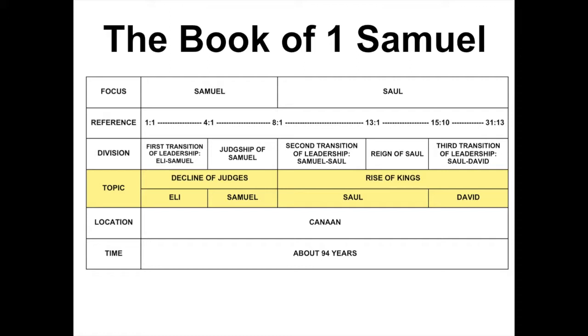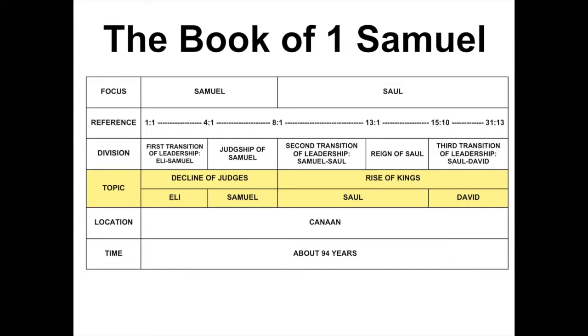Beginning now at chapter 8, you're entering into the focus upon Saul and David and what you would call the rise of the kings. The judges are declining, the kings are rising, and you have these characters, Eli and Samuel, representing the judges. You have the characters Saul and David representing the kings. Although I keep repeating it, I'll repeat it again: David does not actually take the throne in the book of 1 Samuel. It's just that the way is paved for him to take the throne by the end of the book.